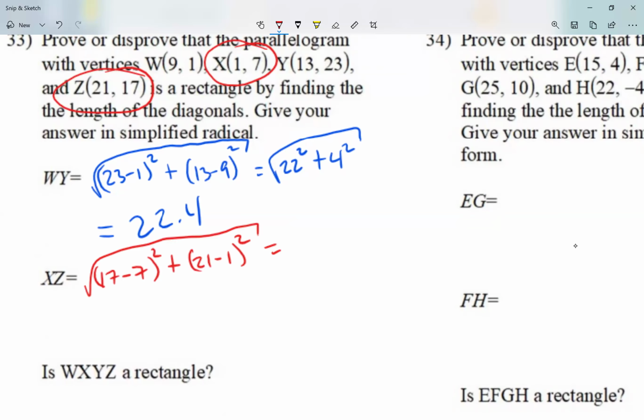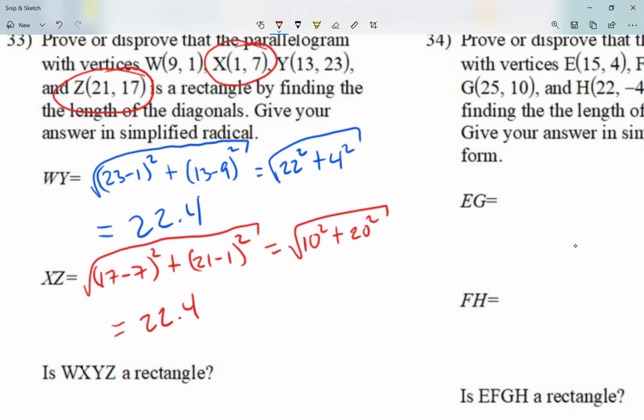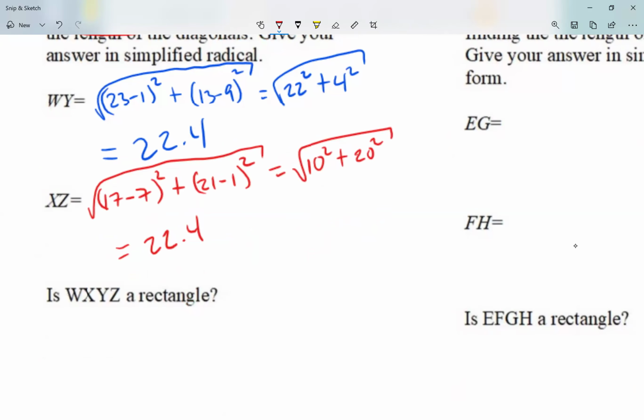I know 17 minus 7 is 10 squared. 21 minus 1, that's 20 squared. I don't get the same numbers as the previous one, right? But my answer here could still be the same. I type it in on my calculator, the square root of 10 squared plus 20 squared, and it tells me 22.4. My diagonals are equal. Therefore, WXYZ is a rectangle. So here, is WXYZ a rectangle? Yes.